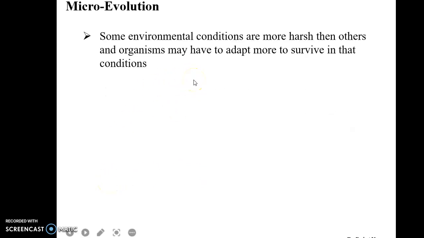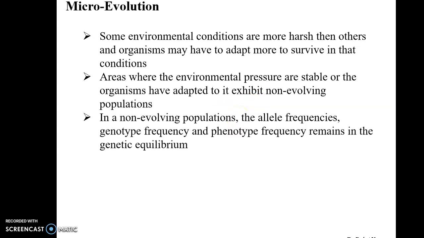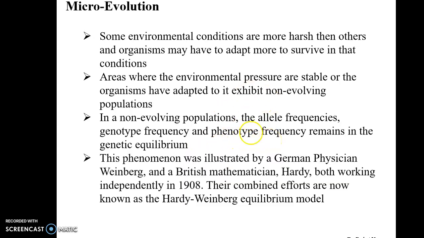Some environmental conditions are harsher than others, and some organisms may have to adapt more to survive in that particular type of harsh conditions. Areas where environmental conditions are stable or organisms have adapted to them exhibit non-evolving populations. In a non-evolving population, the allele frequencies, genotype frequencies and phenotype frequencies always remain in genetic equilibrium, and this phenomenon was very well explained and illustrated by German physician Weinberg and British mathematician Hardy in 1908.